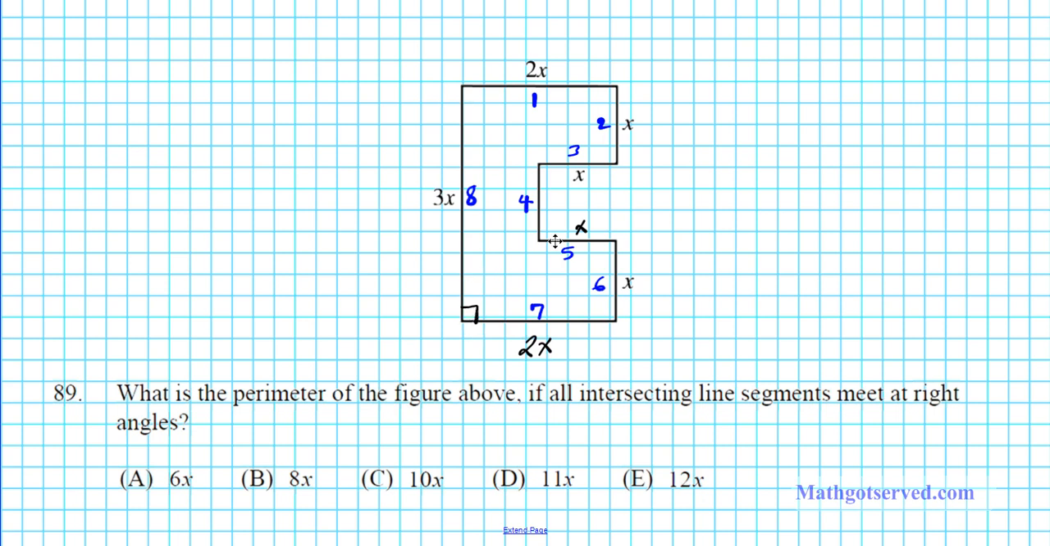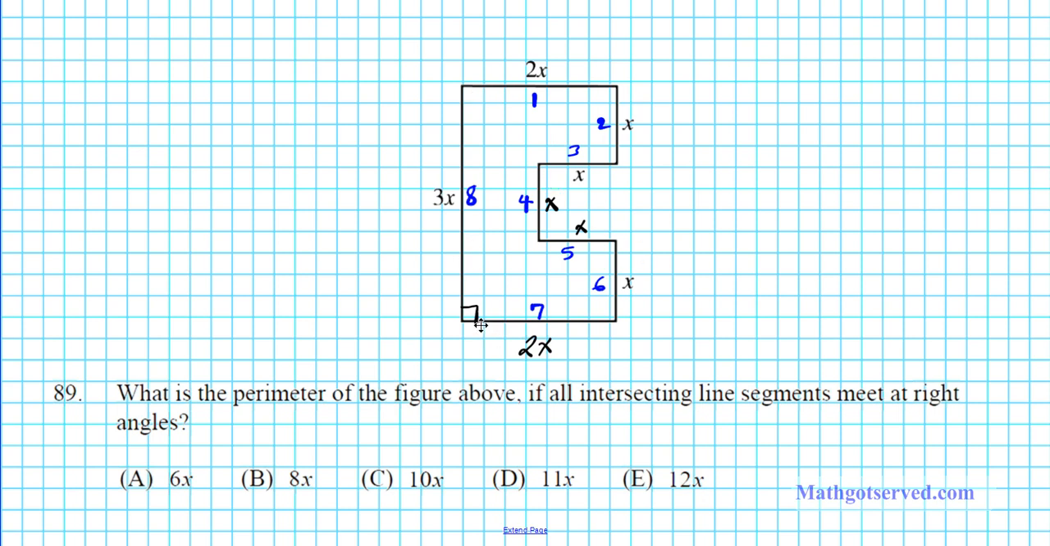So since side 8 is 3x and side 2 and 6 are 2x combined, what is side 4 going to be? Side 4 is going to be side 8 minus side 2 and 6. So it's going to be 3x minus x plus x. Okay? So side 4 is going to be what? It's going to be x units long. How do we know that? Because side 2, x, plus side 4, x, plus side 6, x equals what? 3x. x plus x plus x is equal to 3x.